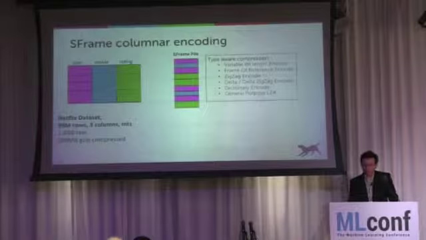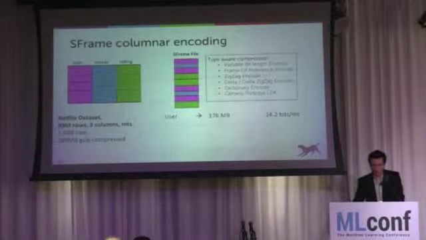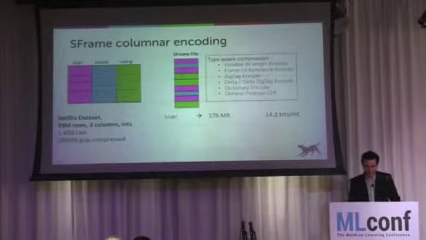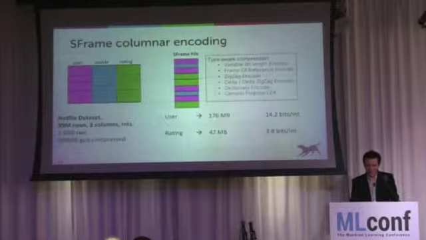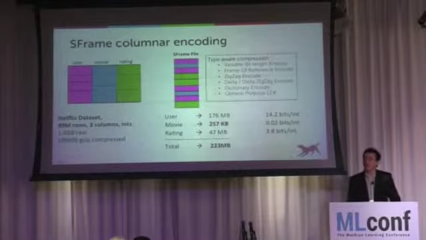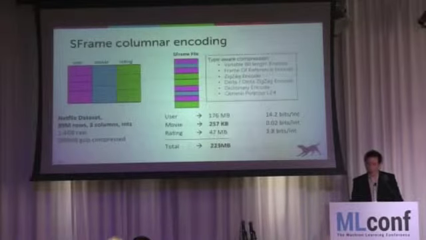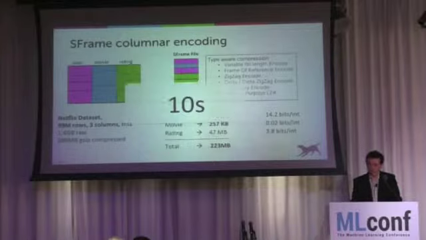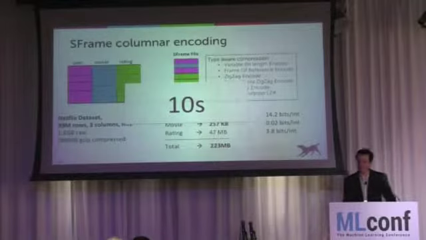And if you do that, it allows you to take this data set, compress the user column to about 176 megabytes, the ratings column to about 47 megabytes, and interestingly, the movie column to just 257K. And in total, you end up with an even smaller file than you did with gzip, but one that allows you to do a lot of the computations that you might want to do with machine learning extremely fast. And building this representation only takes a few seconds on my desktop. So let me show you a demo of that.